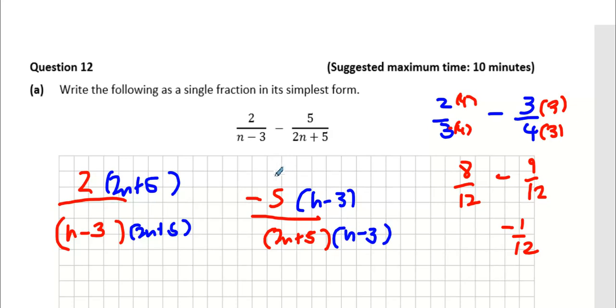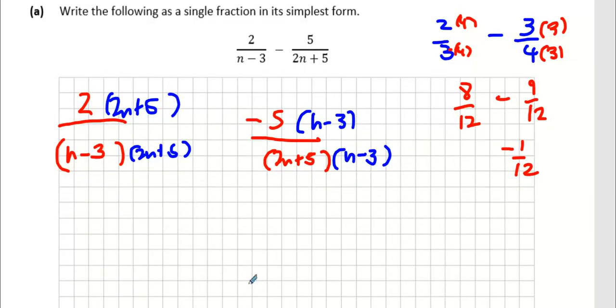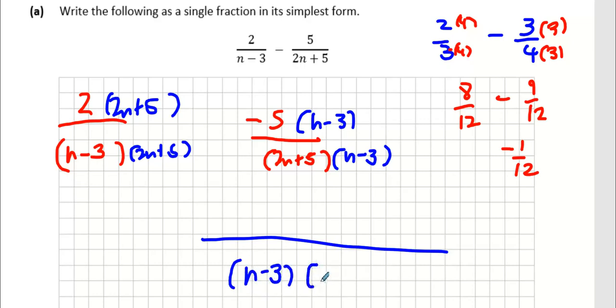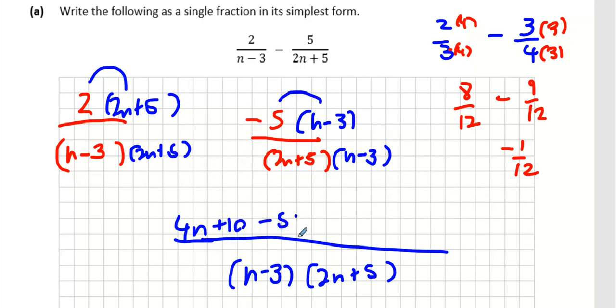Now we're going to find out what to do here. Now you can't get rid of the denominators because it's not a solved question. In solved questions, when there's an equal sign and the denominator is the same on both sides of the equal sign, you can get rid of the denominators, but in this question you can't. You can't just simply get rid of the 12 in this question. That would make no sense, because -1/12 is not the same as -1. So therefore, we got to keep the denominator. 2 times 2n is 4n, 2 times 5 is 10, -5 times n is -5n, and -5 times -3 is +15.